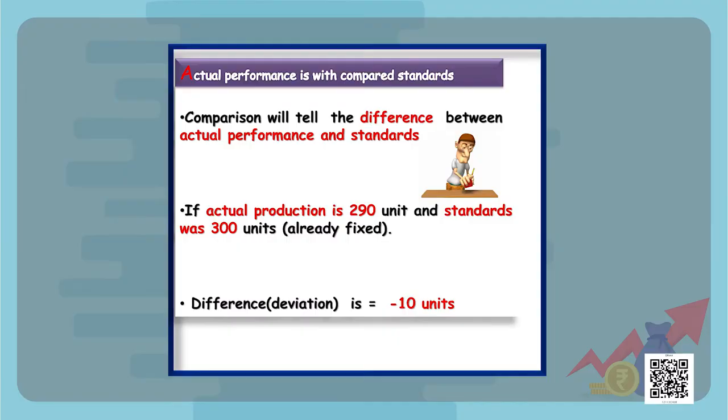Then we move on to the next step, which is comparison of actual performance with the standard set. Under this step, we compare the performance according to the standards that have been set. So the performance might be more than the standards or less than the standards. The difference is known as deviation.